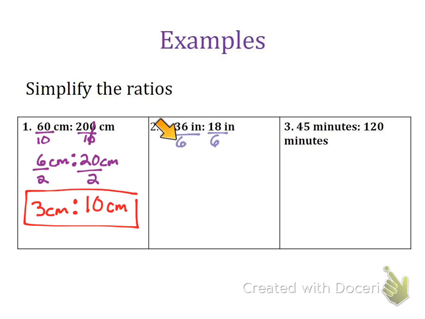What's 36 divided by 6? 6. So 6 inches. What's 18 divided by 6? 3 inches. Can I reduce that anymore? Yes, by 3. Divide both by 3. What's 6 divided by 3? 2. What's 3 divided by 3? 1. So 2 inches to 1 inch.